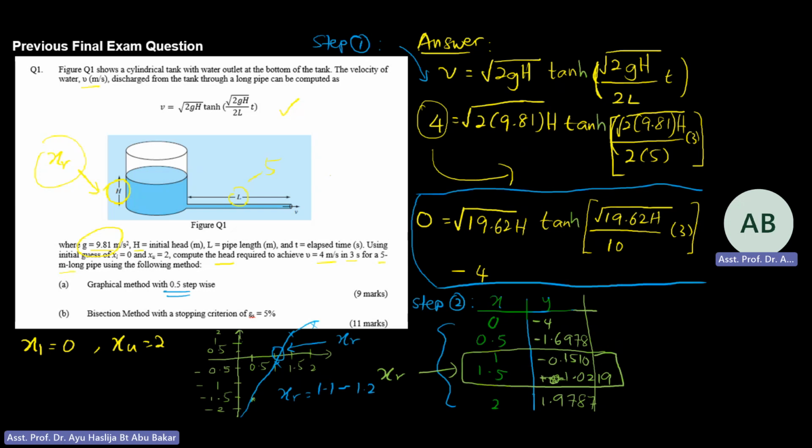So for the final exam question, expect something like this. It won't be a straightforward question. You need to figure out what is your X, what is your Y. In this equation, there is no X and Y. The terms used are V and H. Any question? Anyone need me to repeat?